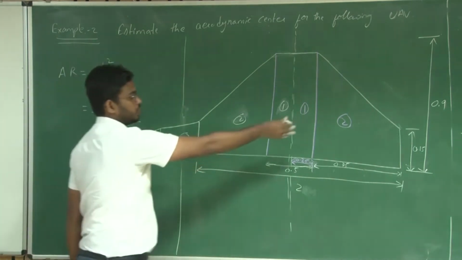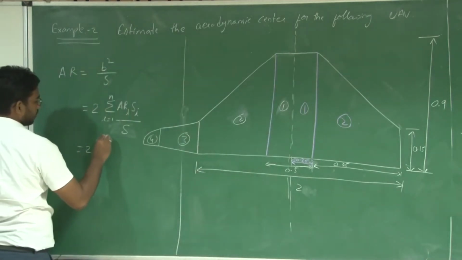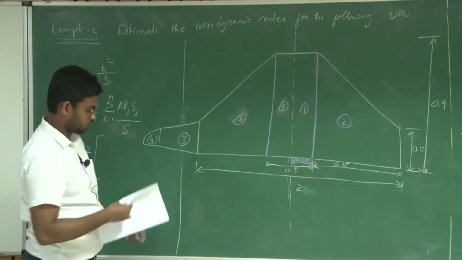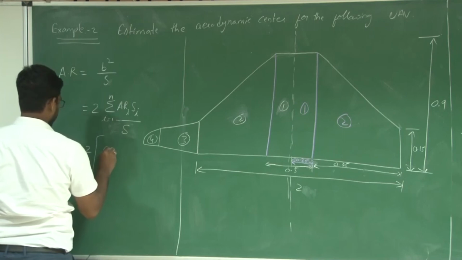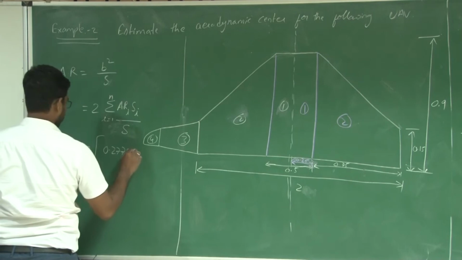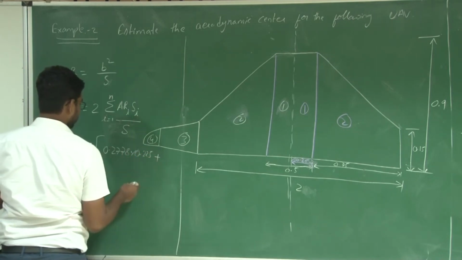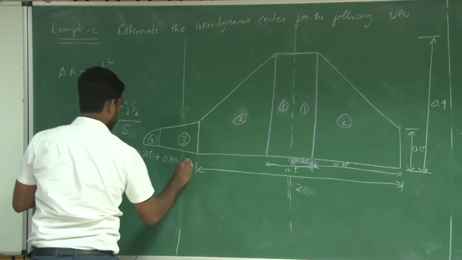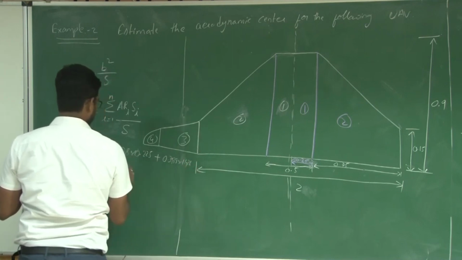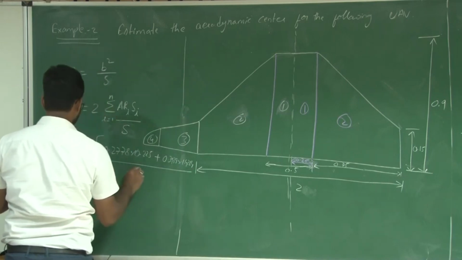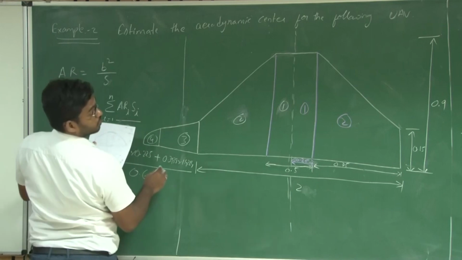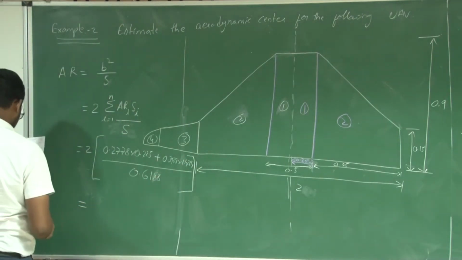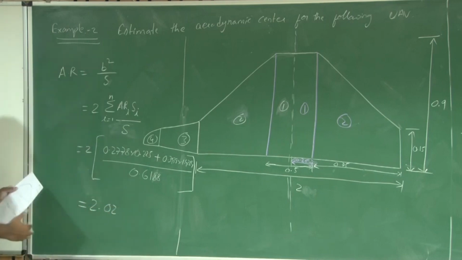So for this configuration, say 1 and 2, what you have here is 2 times the aspect ratio of the first portion, which is around 0.2778, into 0.225, plus 0.3938 into 1.4284, divided by S1 plus S2, which is 0.6188. This equals 2.02, which is the aspect ratio of this planform.